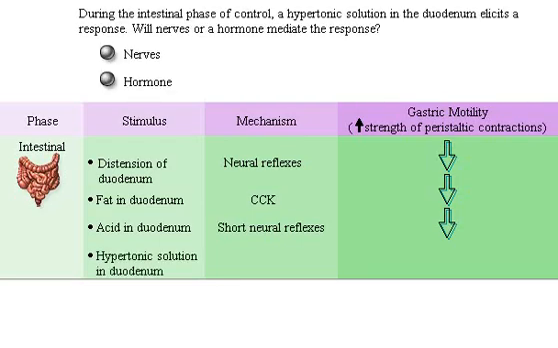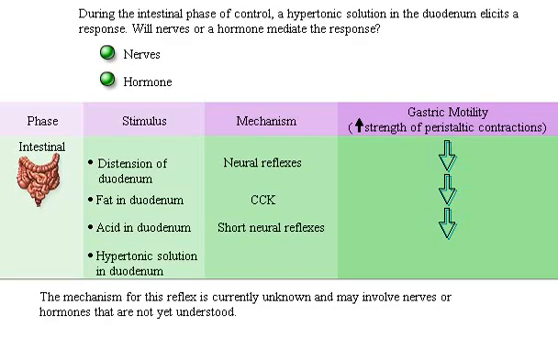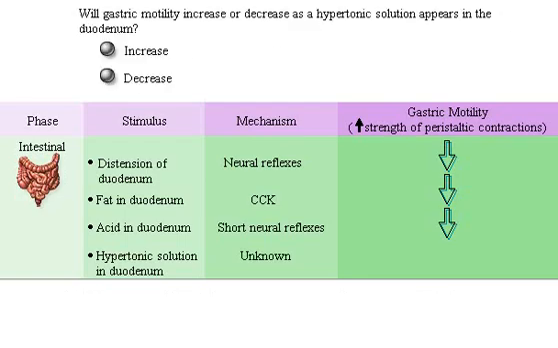During the intestinal phase of control, hypertonic solutions in the duodenum elicit a response. Will the response be carried out by nerves or a hormone? The mechanism for this reflex is currently unknown and may involve nerves or hormones that are not yet understood. Will gastric motility increase or decrease as a hypertonic solution appears in the duodenum?